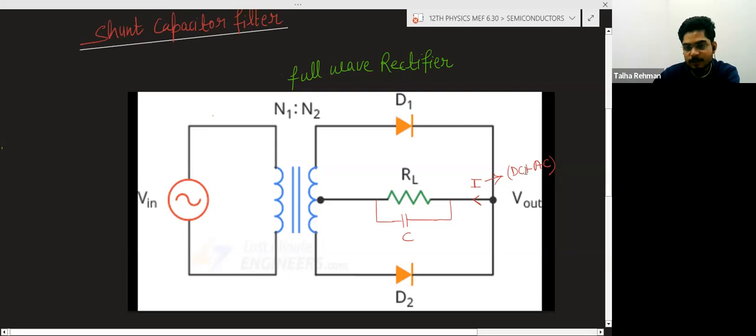So it is DC and it is AC. Some component of AC is also there. So what will happen now?